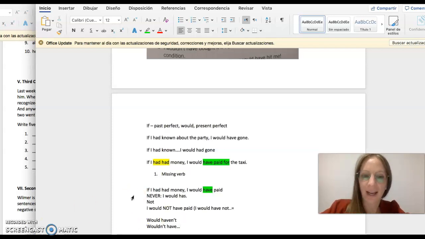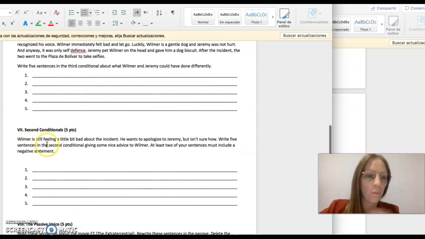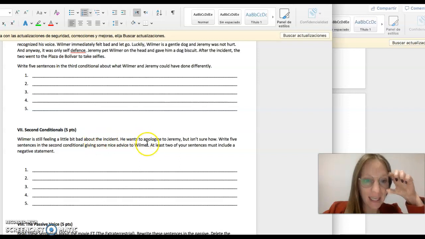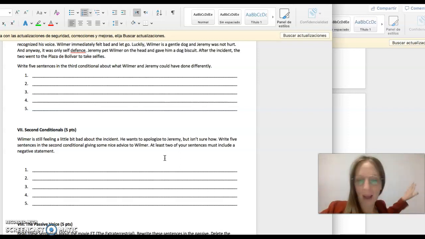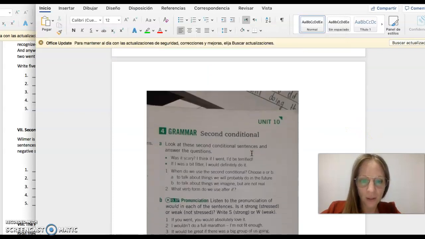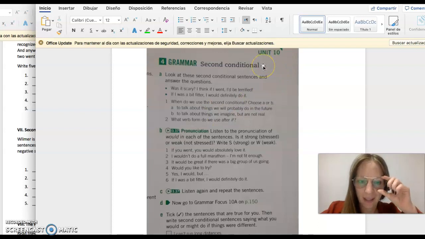So now let's look at the second conditional, which was this part right here. Now we are not talking about the past anymore. Now we're talking about the future. Wilmer is still feeling a little bit bad about the incident. He wants to apologize to Jeremy, something that's going to happen now, or potentially in the future. Forget the past. The past is over. This is also in the book, the second conditional, Unit 10.